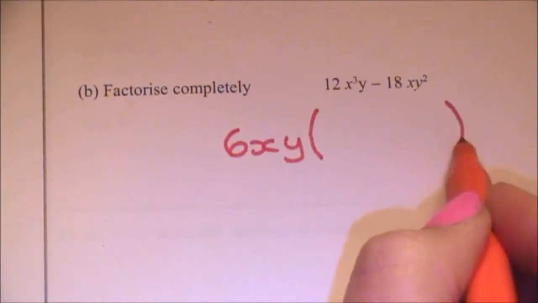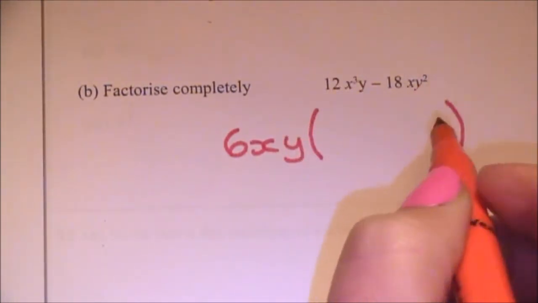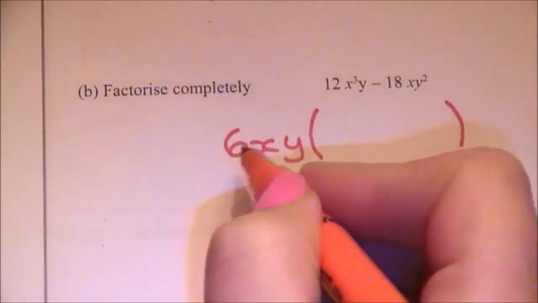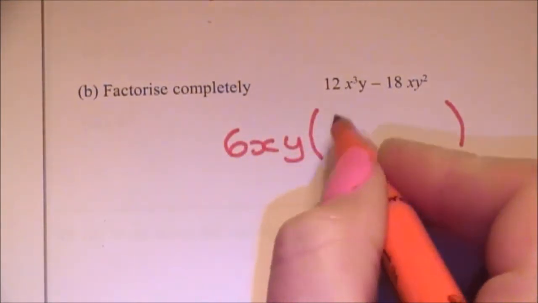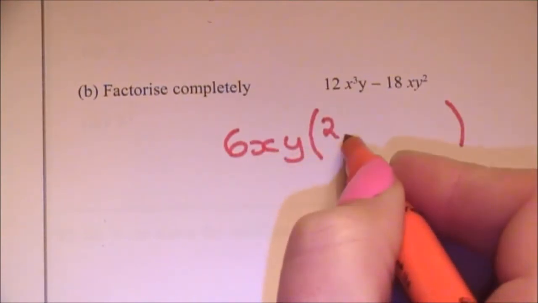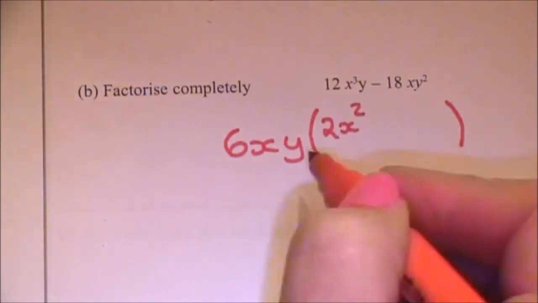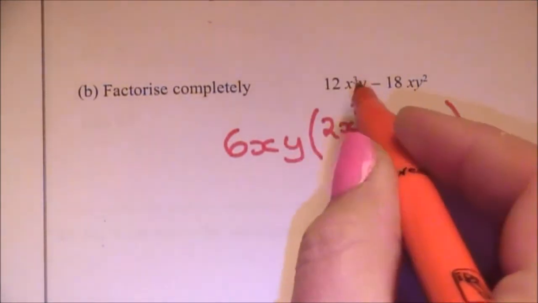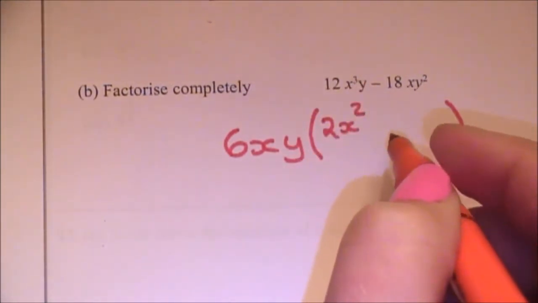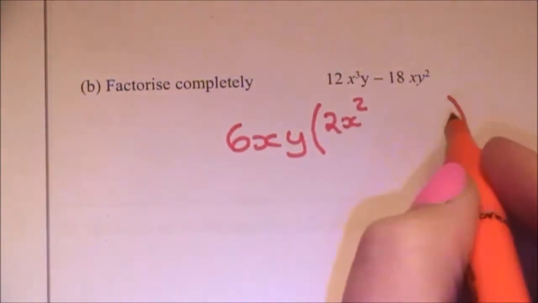Now I put my brackets in and I decide how I'm going to multiply that in order to get back to my original. Numbers first. 6 times what is going to give me 12? Well, that's 2. X times what is going to give me x cubed? Well, that's x squared. And y times what is going to give me y? Well, it would be 1, and we don't put a 1 there, so it's 2x squared.